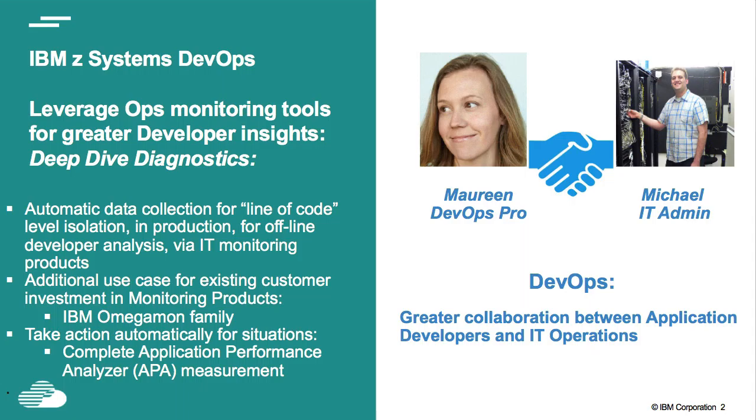In this demo, we saw how developers and admins can work together, have greater collaboration. We also showed that we can leverage monitoring tools for greater developer insight. IBM monitoring product, OmegaMon, and a developer product, Application Performance Analyzer, or APA, go really well together.